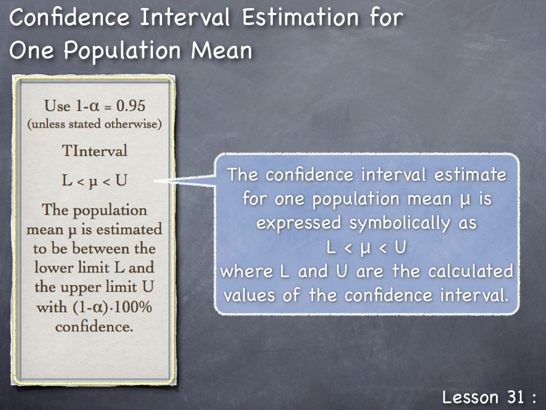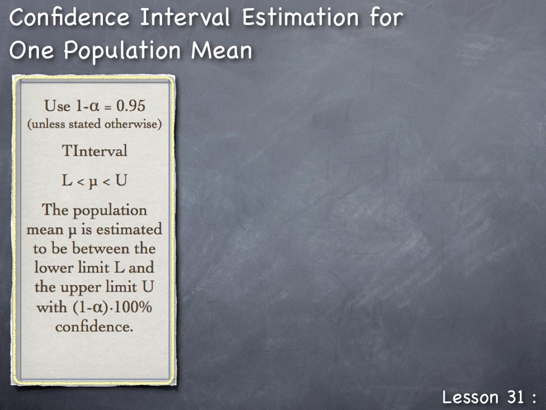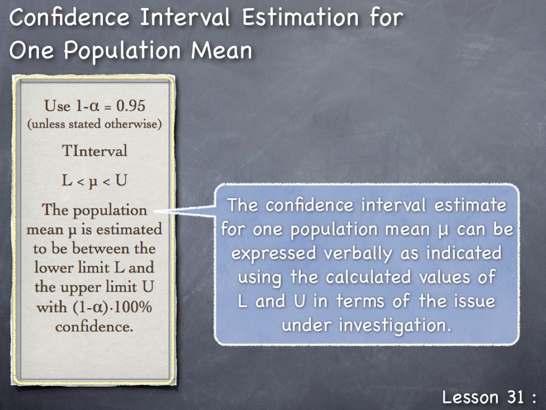Now, the confidence interval estimate for one population mean mu is expressed symbolically as L less than mu less than U, where L and U are the calculated values of the confidence interval. And after we have expressed the confidence interval symbolically, we then need to express the answer verbally. So the confidence interval estimate for one population mean mu can be expressed verbally as indicated here, using the actual calculated values of L and U in terms of the issue under investigation. That is, in words of the problem.